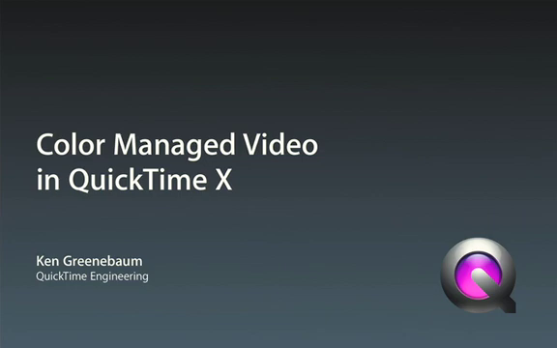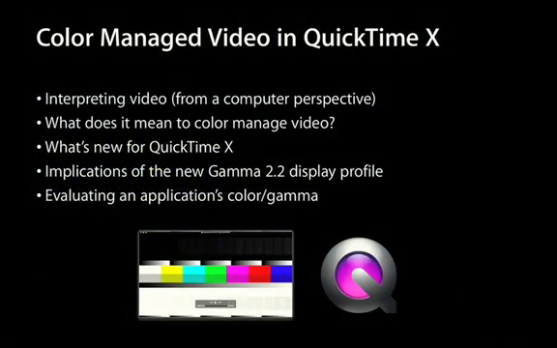So this will give you the ability to evaluate what it is you see and why you see what you see and why, hopefully, it's a good thing. So these are the topics we're going to talk about. The first two, interpreting video from a computer perspective, as well as what does it mean to color manage video, are kind of motivational topics. Probably what you're here for is what's new in QuickTime 10 in terms of color management. We're also going to very quickly talk about what the implications of what Luke just introduced in terms of the new display gamma are to your applications. And then we're going to quickly go into some more advanced material regarding how to evaluate the video that your application is actually producing.